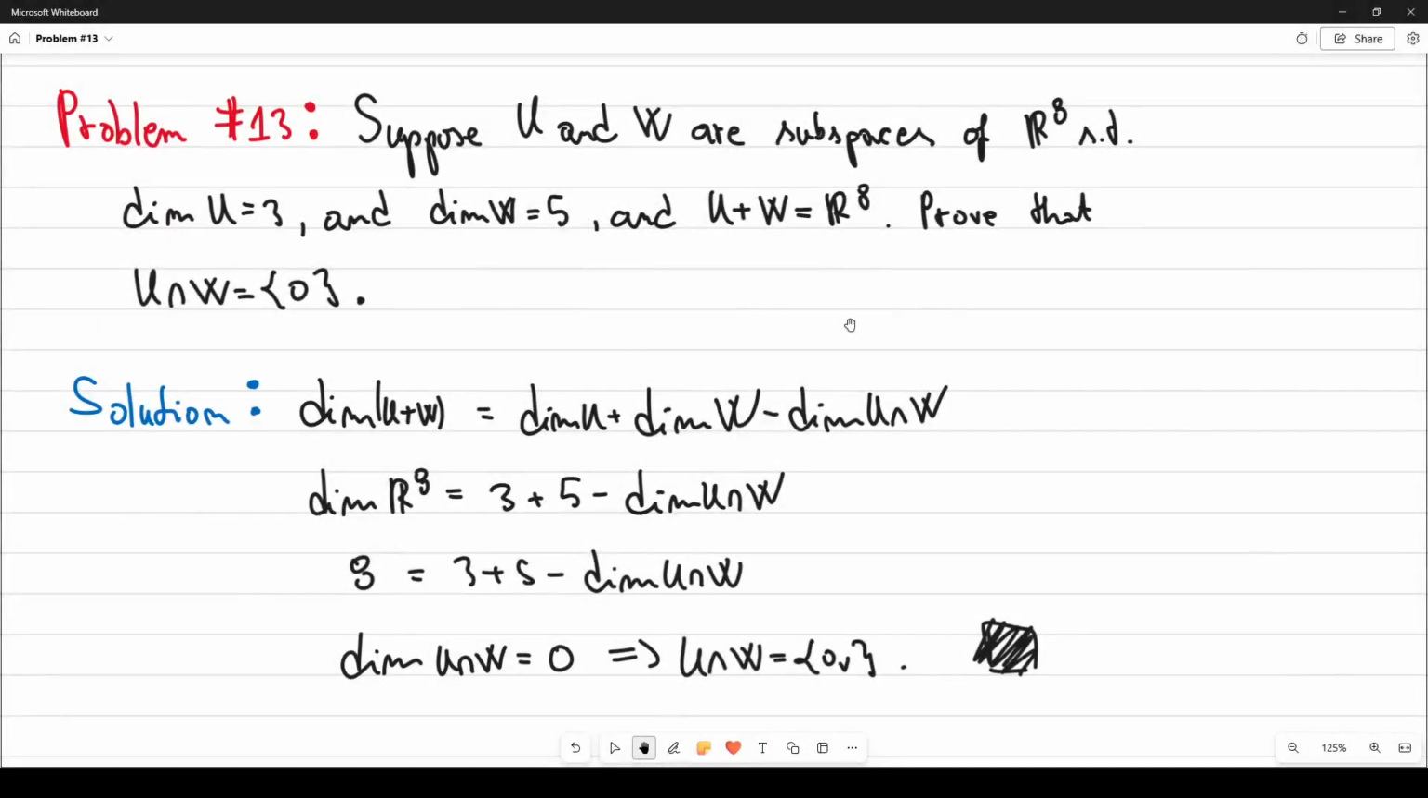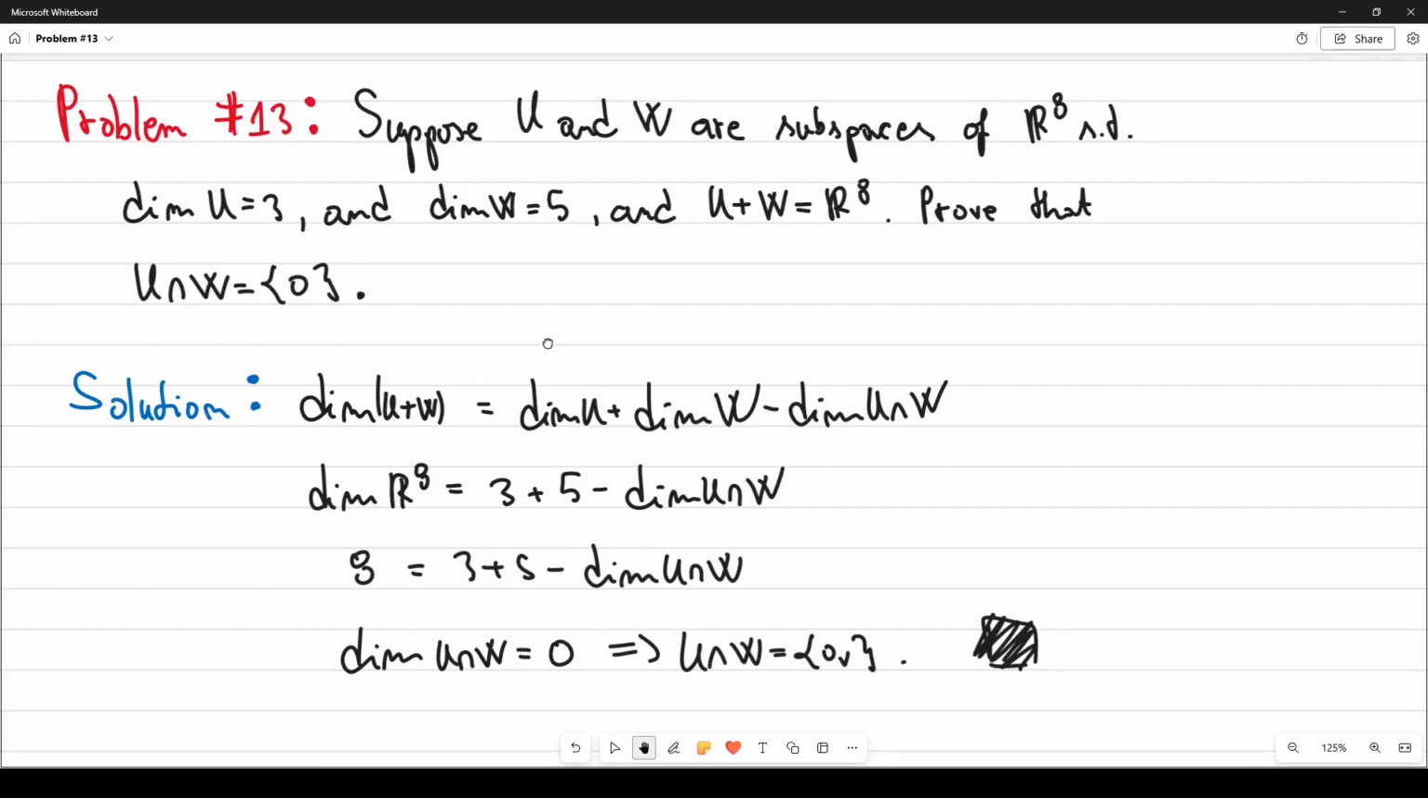Problem number 13. Suppose that U and W are subspaces of R to the 8th, such that the dimension of U is 3 and the dimension of W is 5, and that the sum of these two subspaces is equal to the whole vector space R to the 8th. Prove that the intersection of these two subspaces only contains the 0 vector.